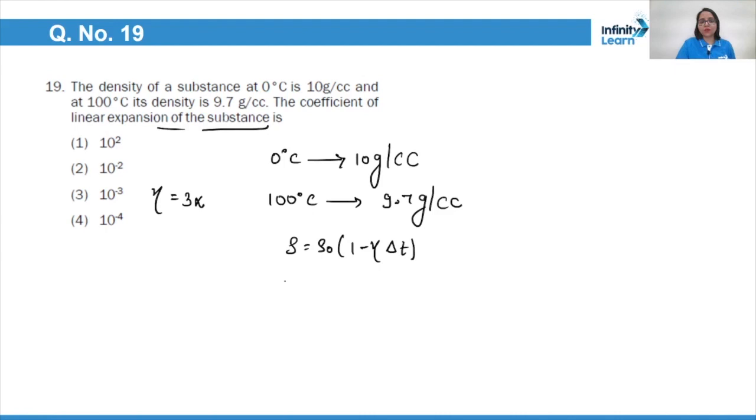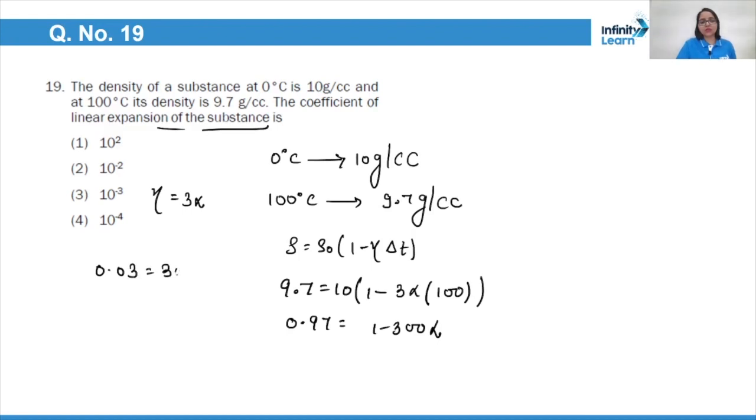So this is rho, which is at higher temperature 9.7, rho naught is at lower 10, 1 minus gamma is 3 alpha, delta T is 100 minus 0, so it is 100, right? So you can write it as 0.97 is equals to 1 minus 300 alpha. So 1 minus 0.97, which is 0.03, is equals to 300 alpha. So alpha is exactly 10 power minus 4 degrees Celsius inverse. So correct answer is option 4.